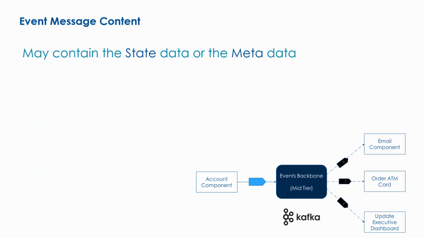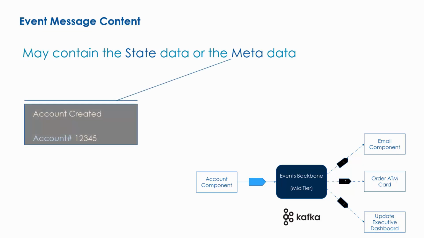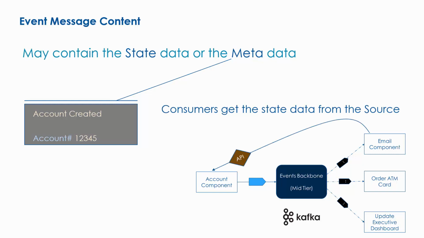It is also possible to design the event structure such that it contains only the metadata. In the case of the bank account example, it may just have the account number for the new account. The consumer will receive this metadata, and some of the consumers that may need detailed information about the account may have to reach out to the producer to get all of the data needed for their processing.